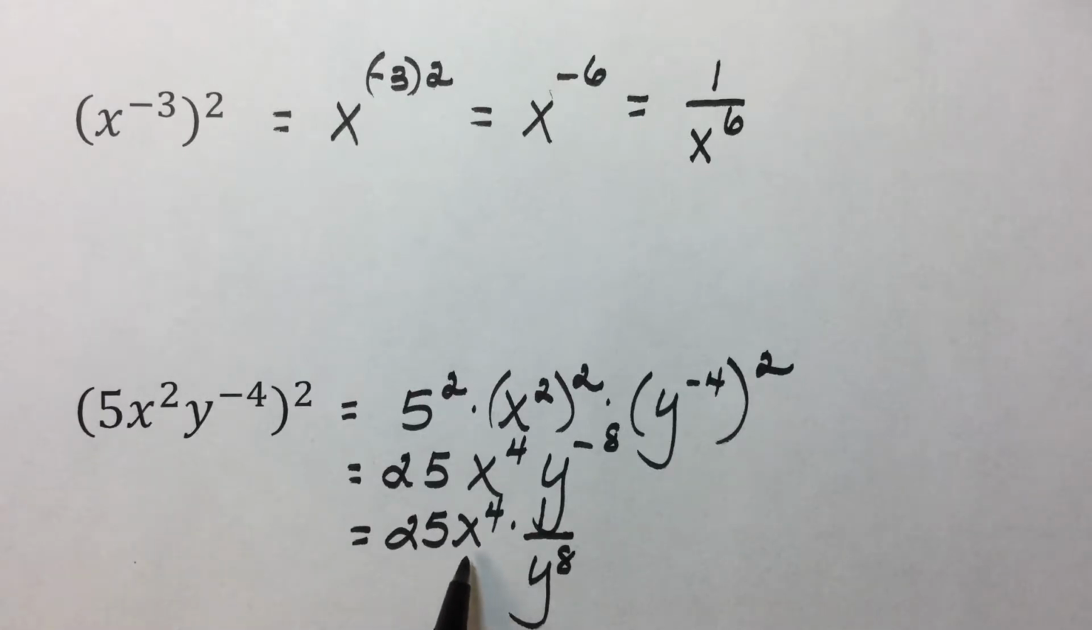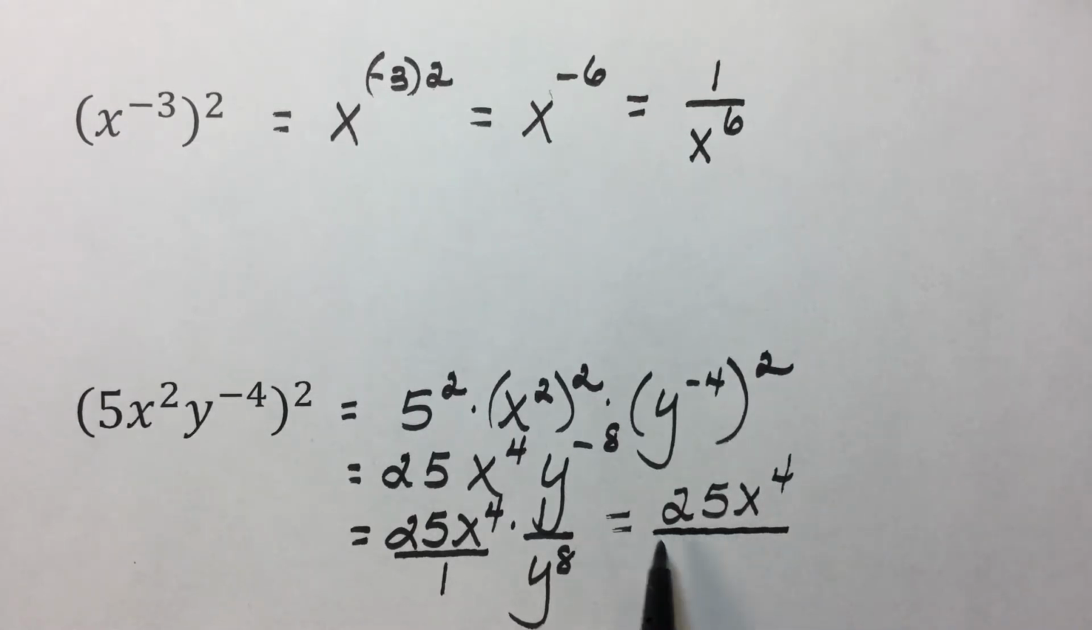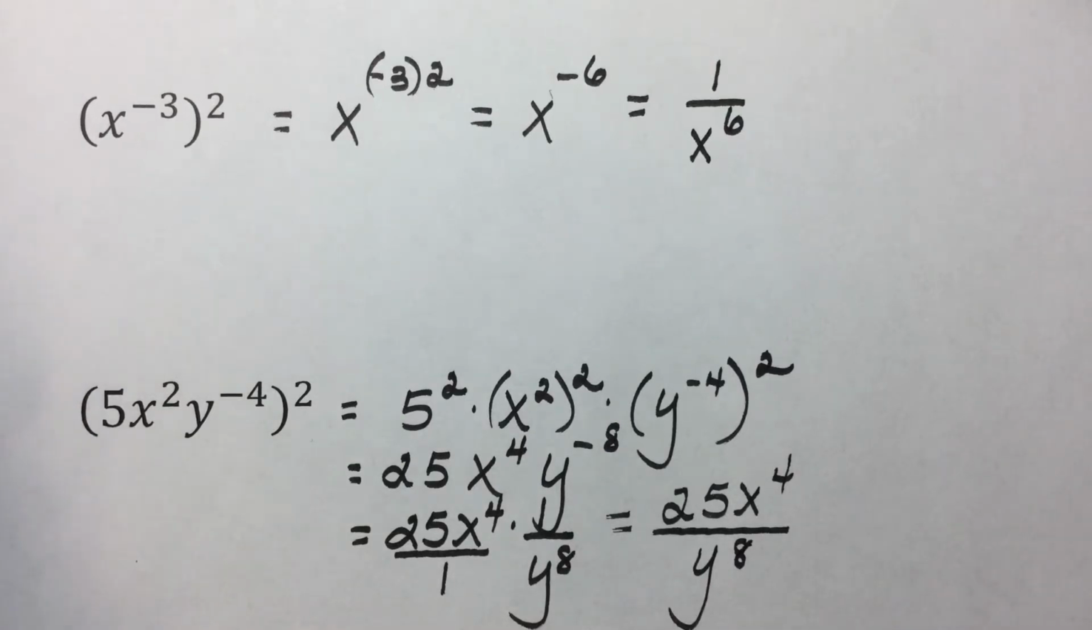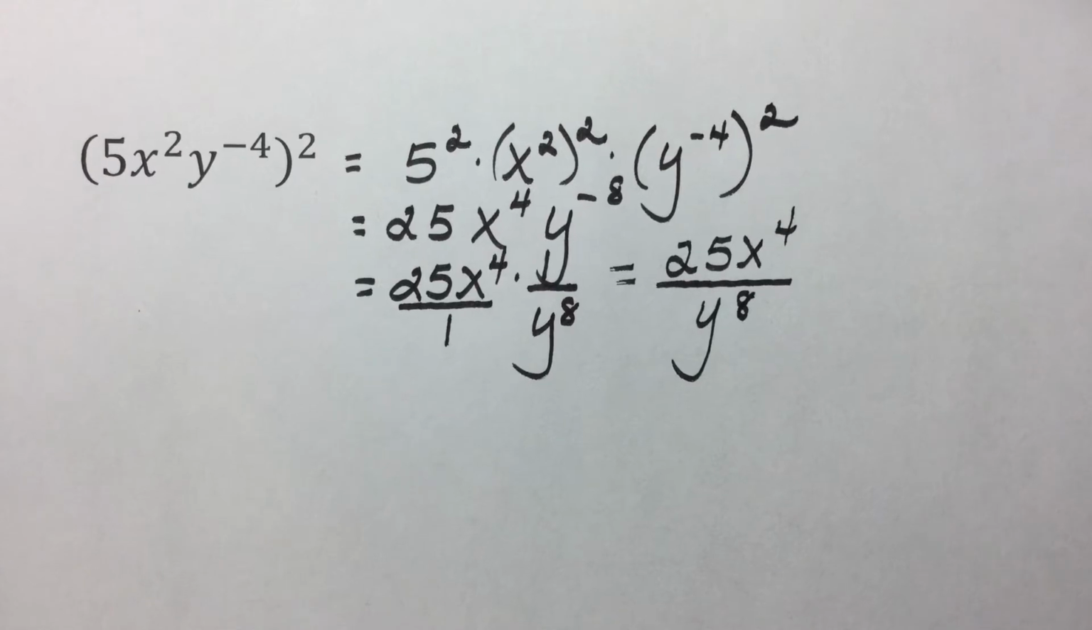Multiplying these together then, recognizing that these factors have denominators of 1, multiplying numerators together, that leaves 25x to the 4th power in the numerator and y to the 8th power in the denominator. There are some that recommend eliminating the negative exponent first and simplifying then.